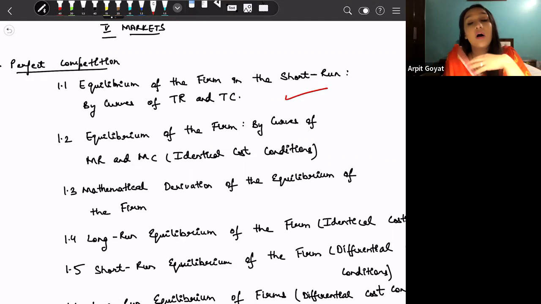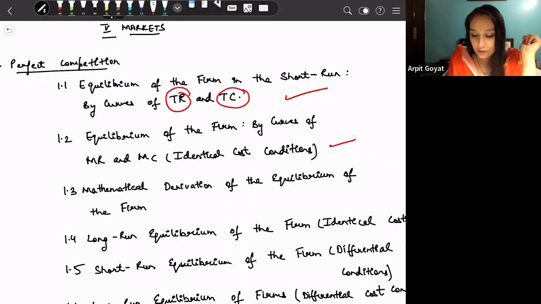Now we have a good understanding of TR and TC, which we developed in the theory of cost and theory of revenue, so we can use it here. Then we will discuss the equilibrium of the firm by using MR and MC. Now see, above we did it through TR and TC, here we will do it through MR and MC. So these are different conditions.